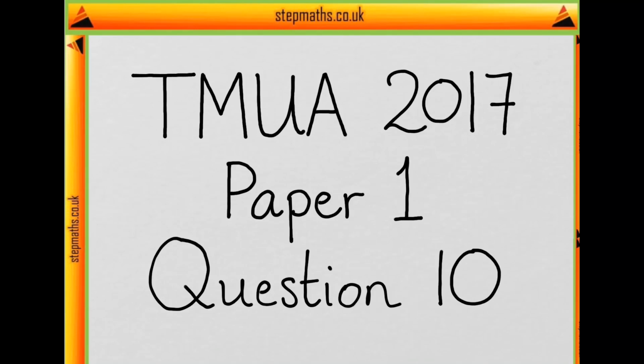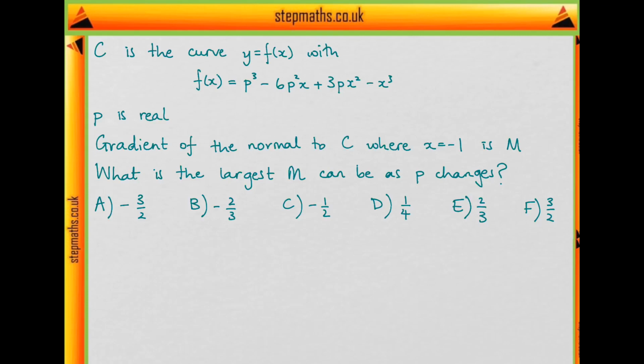Hello, this is question 10 on paper 1 of TMUA 2017. So we're given the equation of this curve where p is real, and we're told that the gradient of the normal to C when x is minus 1 is m, and we want to know the largest value of this m as p varies. Okay, so first of all, to know the gradient of the normal, we're going to have to know the gradient of C when x is minus 1.